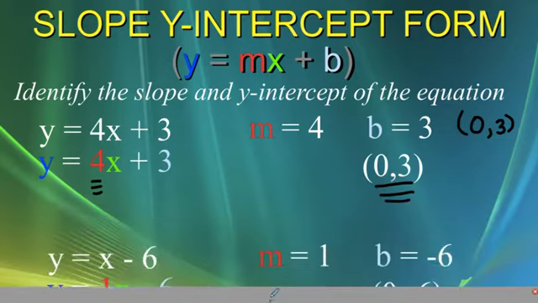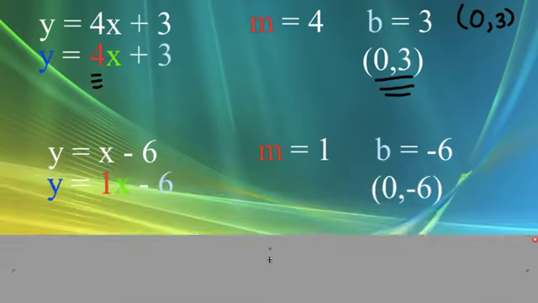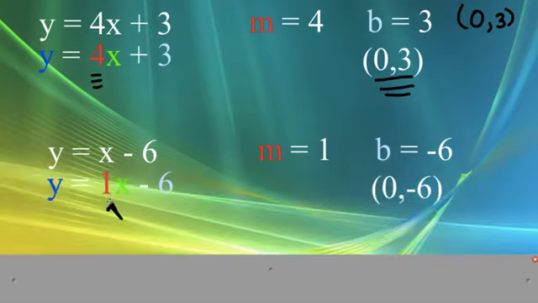All right, here's another example. y equals x minus 6. So in this case, my slope is 1. That's my m. And my b was -6, so my coordinate point for the y-intercept was (0, -6). All right, and then this allows us to graph the line.